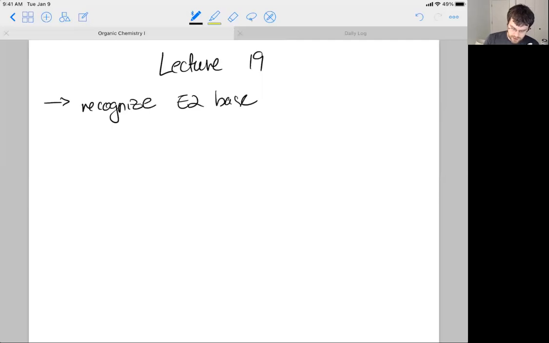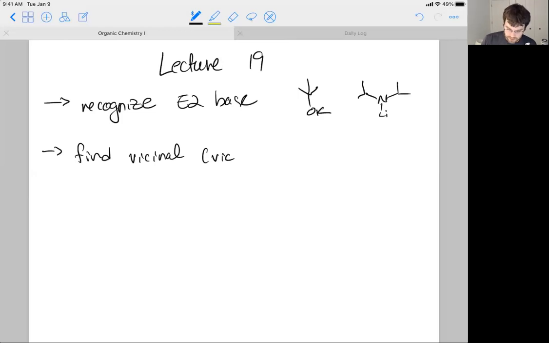Recognize the E2 base, and that's going to be these two species. And there are others, but these are the ones that I want us to worry about in this class. So we need to recognize our E2 base, and then we want to find the vicinal. These are often called Vic or Vis H atoms in our molecule.